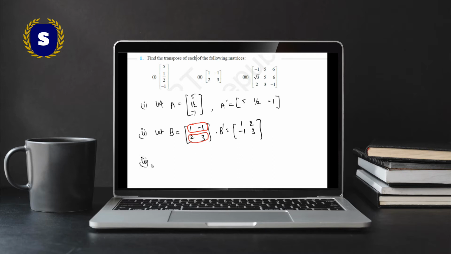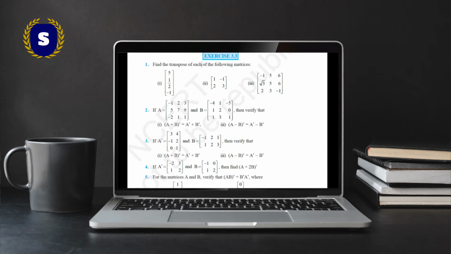Let us do third part. Let the given matrix be matrix C: 3, minus 1, root 3, 2, 5, 5, 3, 6, 6, minus 1. So repeating the same technique, we'll get C transpose is equal to minus 1, 5, 6, root 3, 5, 6 and 2, 3, minus 1. Here we complete the first question. Let us jump to the next question, that is question number 2.